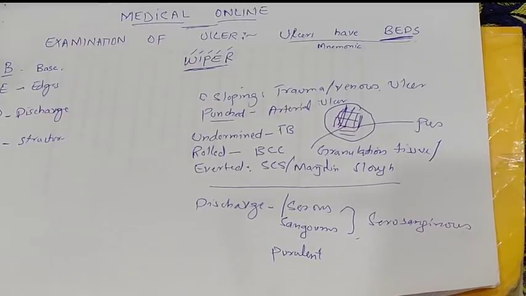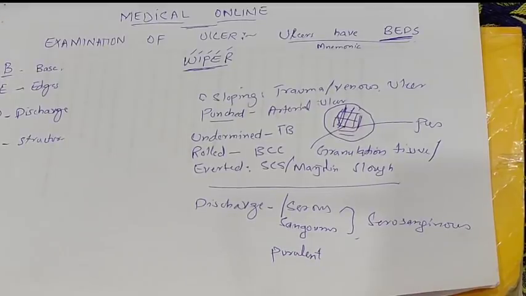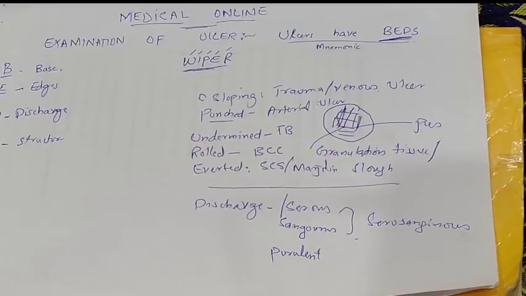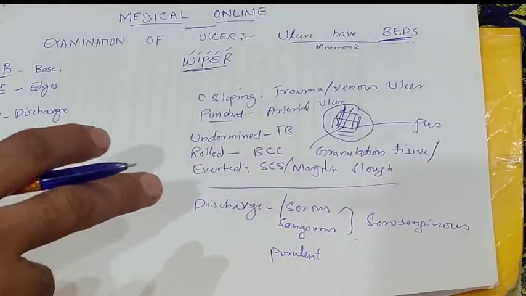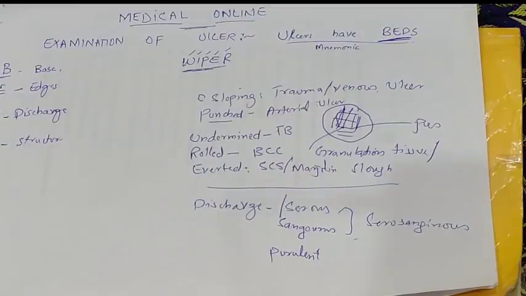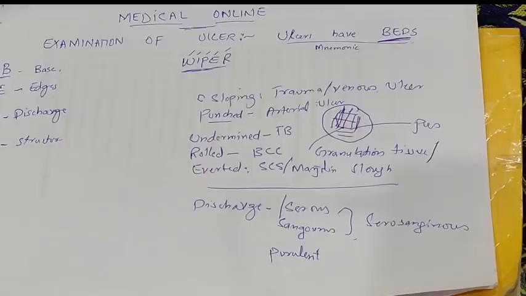I hope you have already understood each and every step, but just for repetition, in examination of an ulcer you will find a very useful and easy mnemonic, which is BEDS. In BEDS, B stands for base, E stands for edges, D for discharge, and S for structures. And I already mentioned each and every structure which you will be seeing in an ulcer.